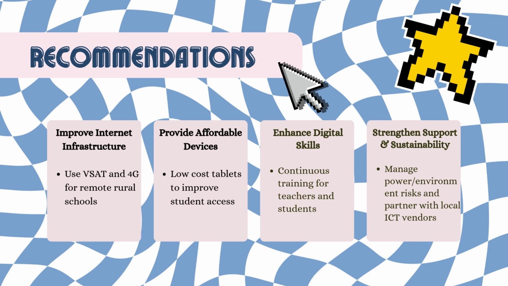Second, schools should provide affordable devices like low-cost tablets, so students can join online learning. Third, teachers and students need continuous digital training to help them use technology better. Finally, schools should ensure long-term support by managing power issues and working with local ICT partners. This step can help reduce the digital gap and improve education quality in rural areas.